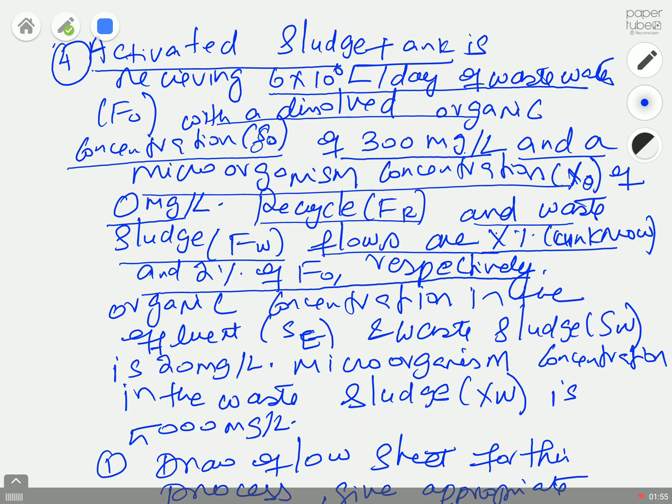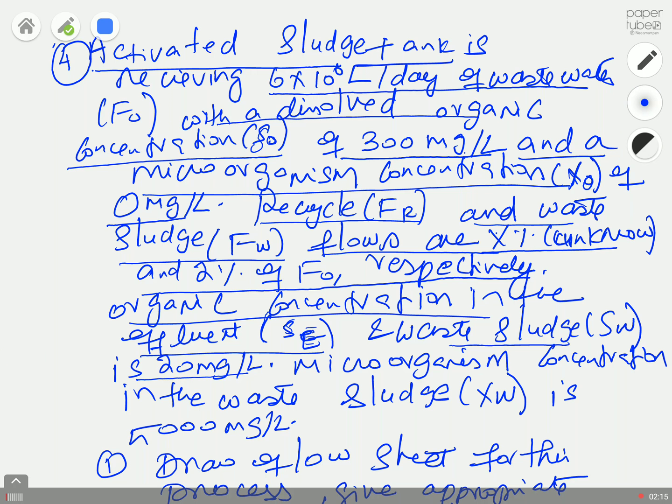And the organic concentration in the effluent. I gave some notation, where organic concentration means your substrate, and the waste sludge SW is 20 milligrams per liter. And then maybe better I will try to explain what an activated sludge tank is.